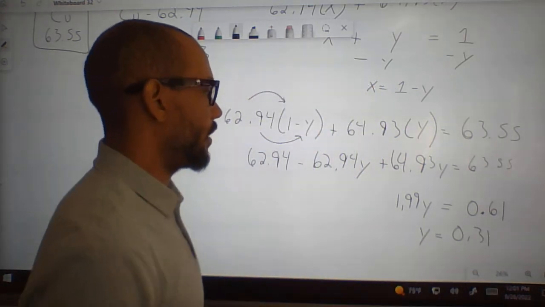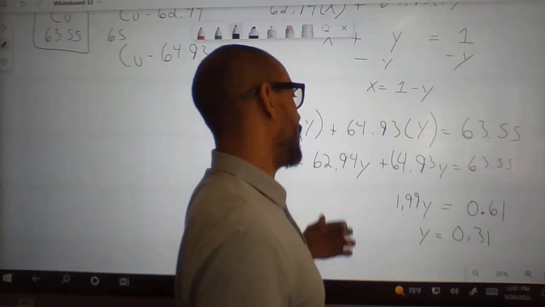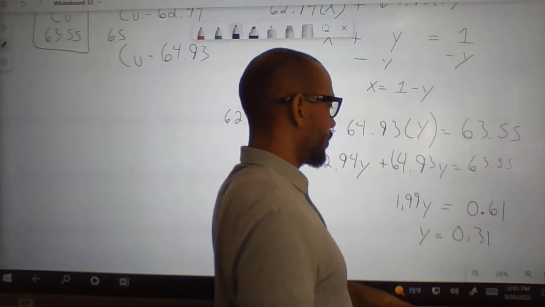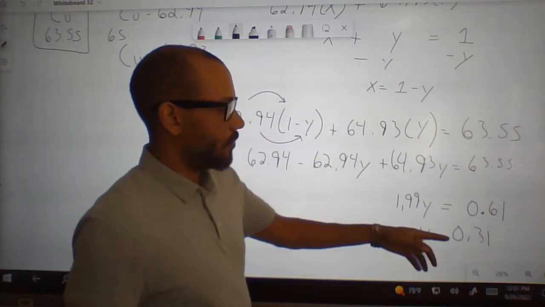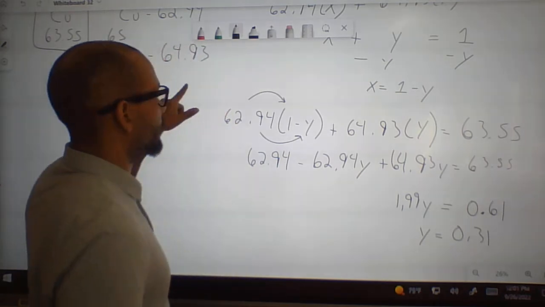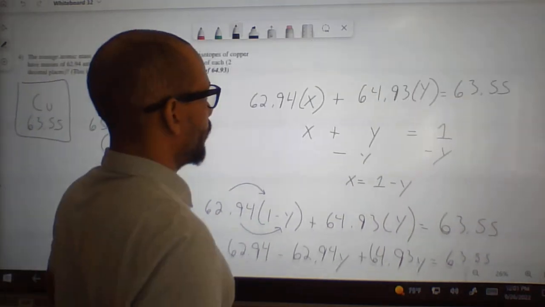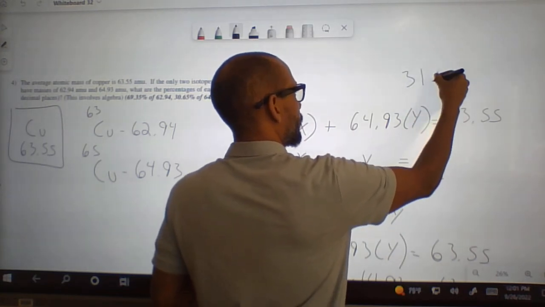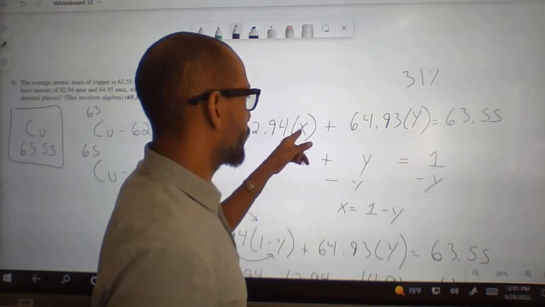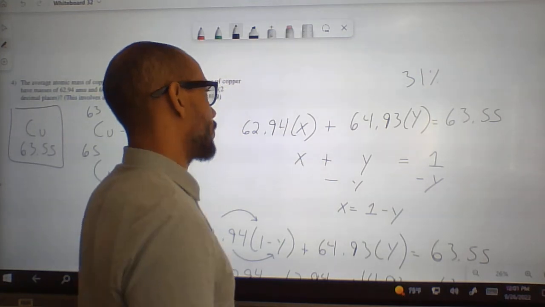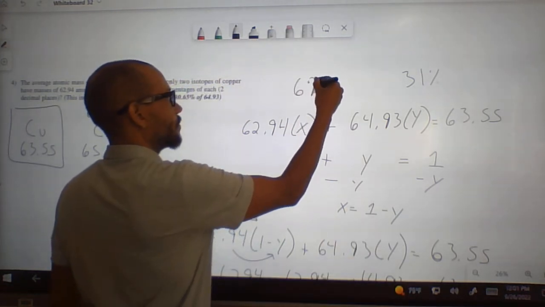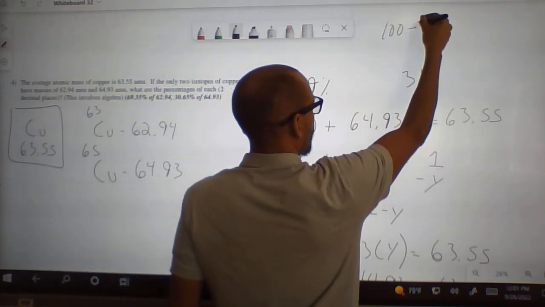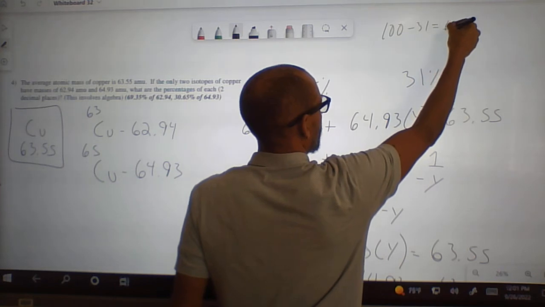All right, and now that we have y, I can go back in and find out what x is. But if I put this back in percent form, that's just 31%. So for y, this would have been 31%. And then, of course, x is just what's left over, so that would be 69%. If I do 100% minus 31, that's 69.